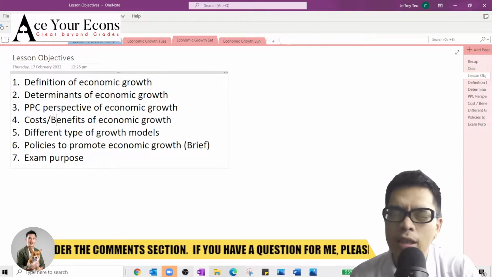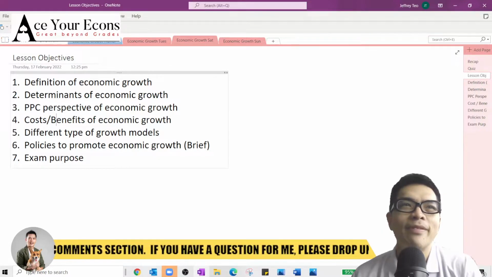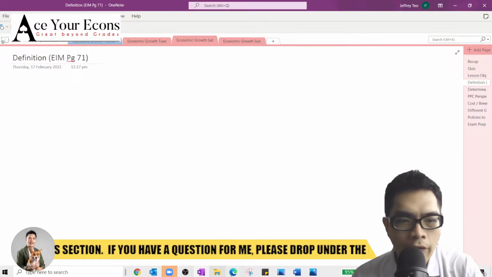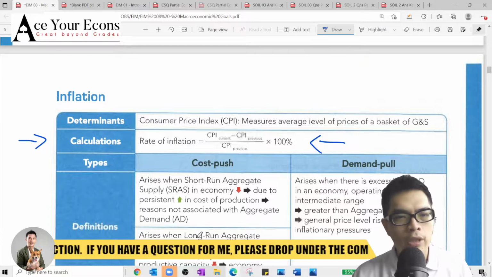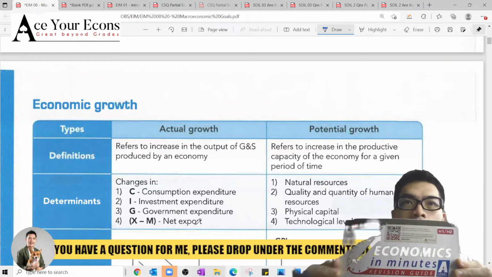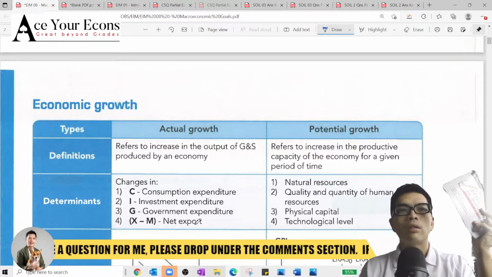FYI, PPC is production possibility curve. So with that, I'm going to move on to the definition. Please join me with the book if you have. For the viewers out there, this will be our guidebook that we'll be using. Do you have the book with you?